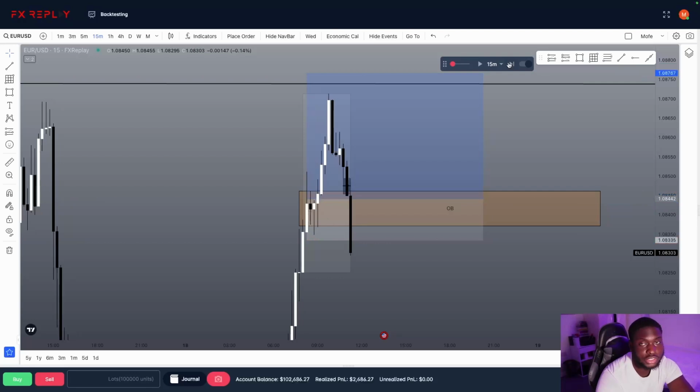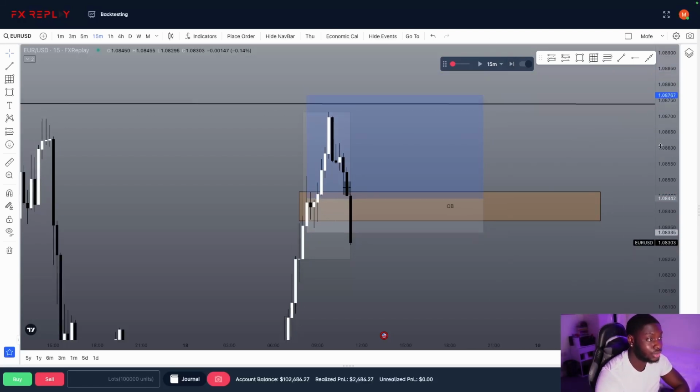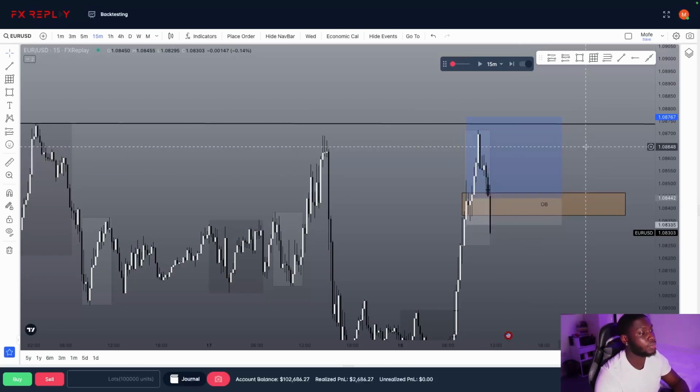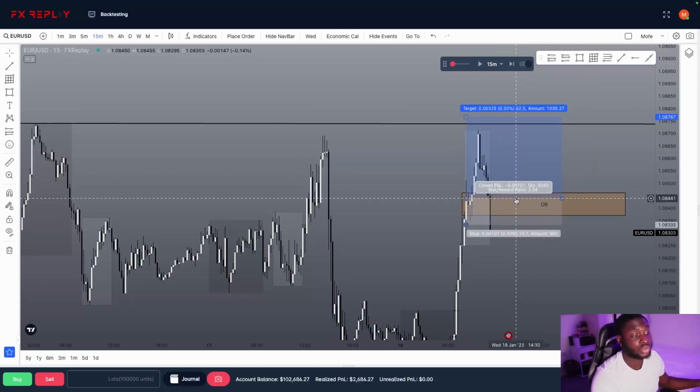Oh, straight to stop loss. It happens. Don't get mad. It's not personal. Sometimes the market just frames the reverse, so you have to be comfortable with being wrong. I felt like price was going to respect this order block, but it didn't. On to the next trade.